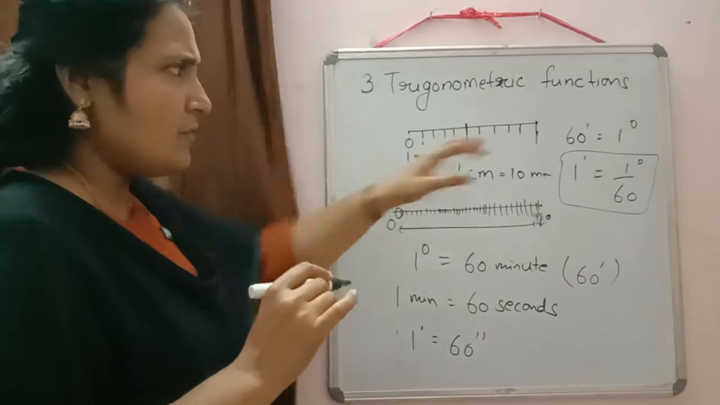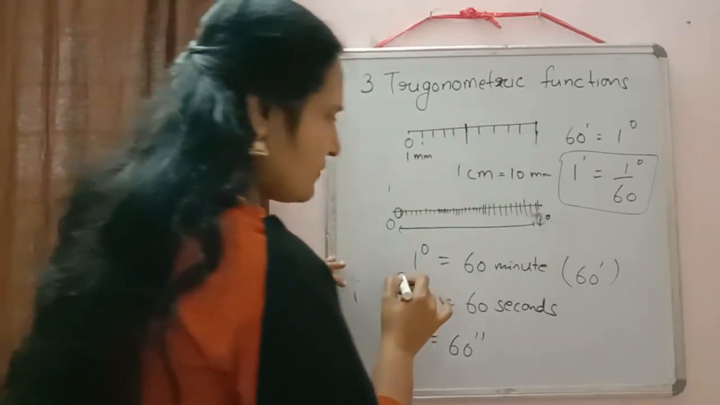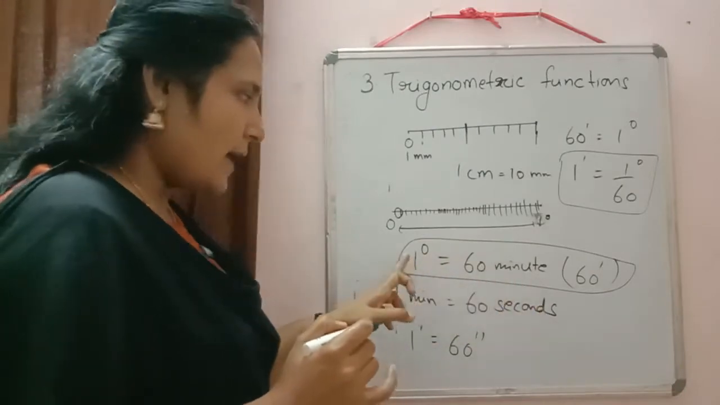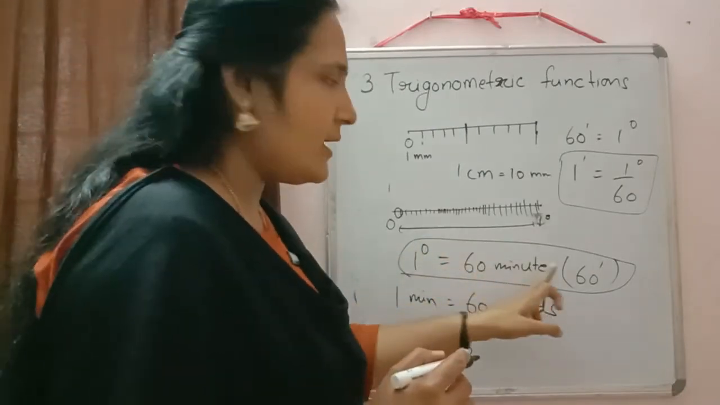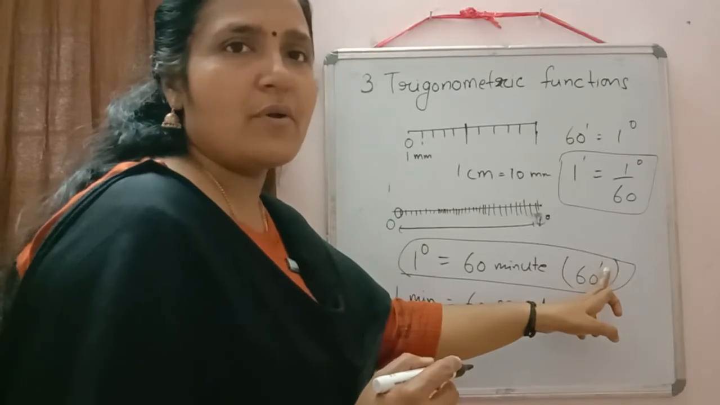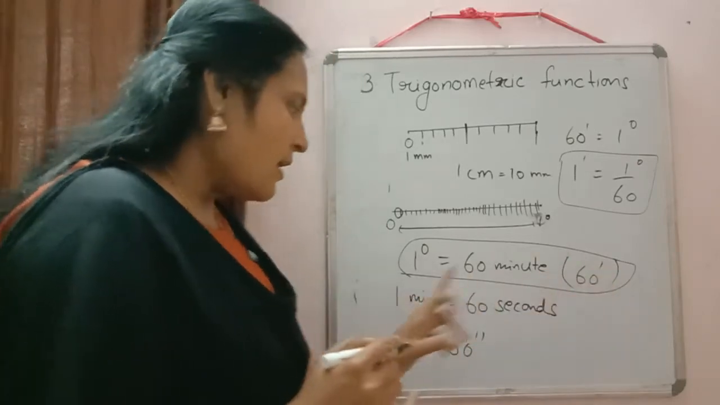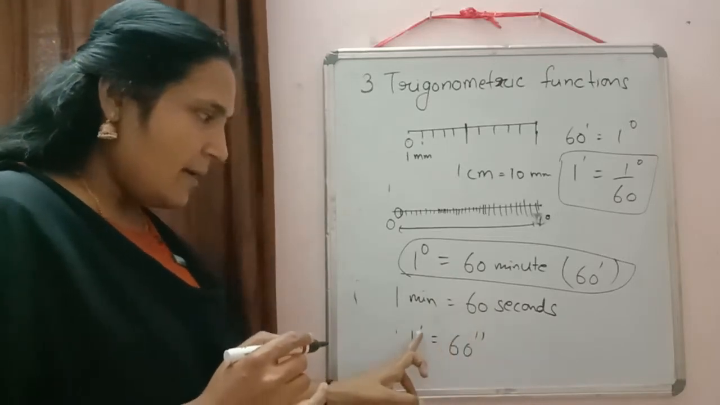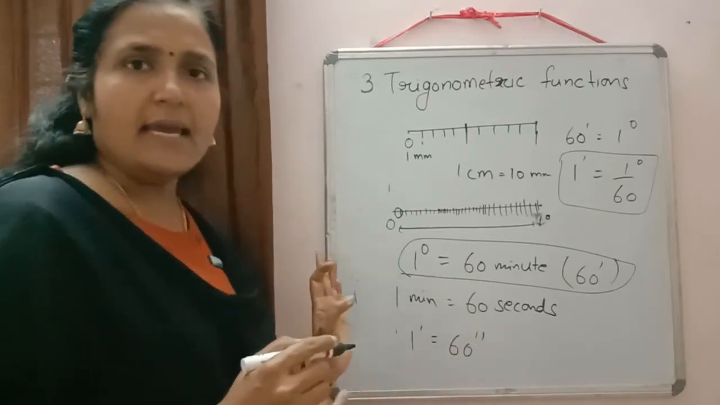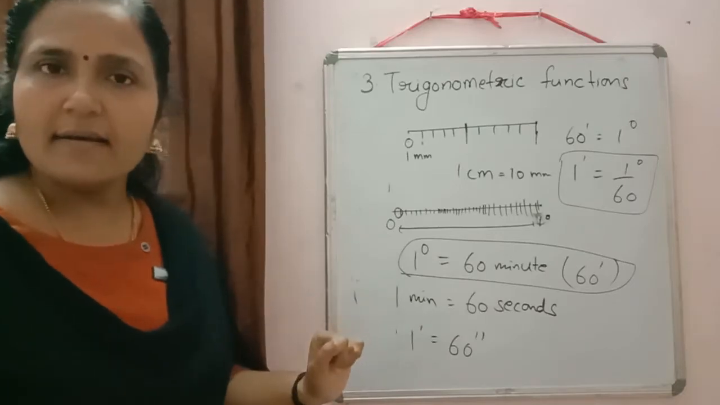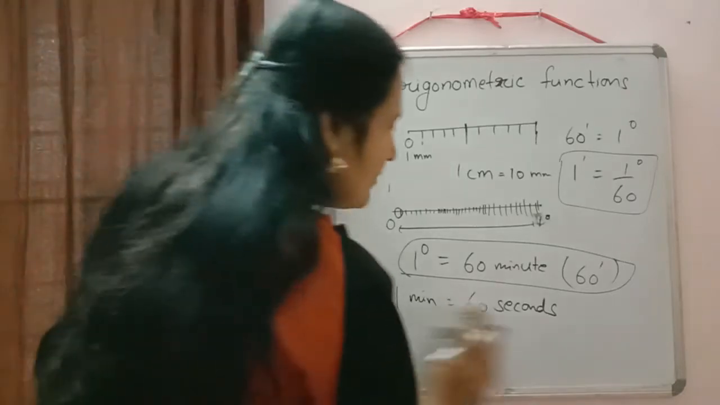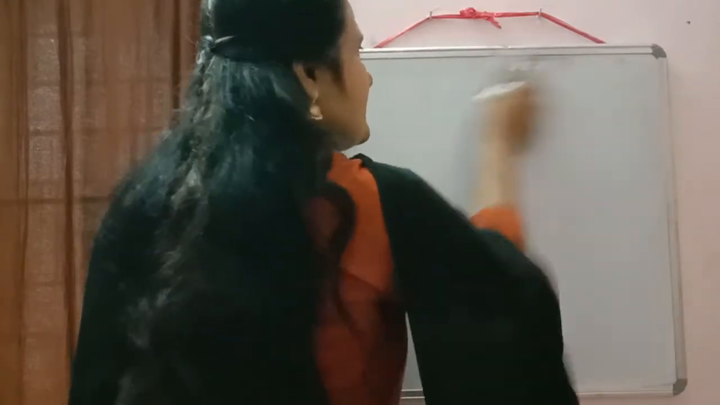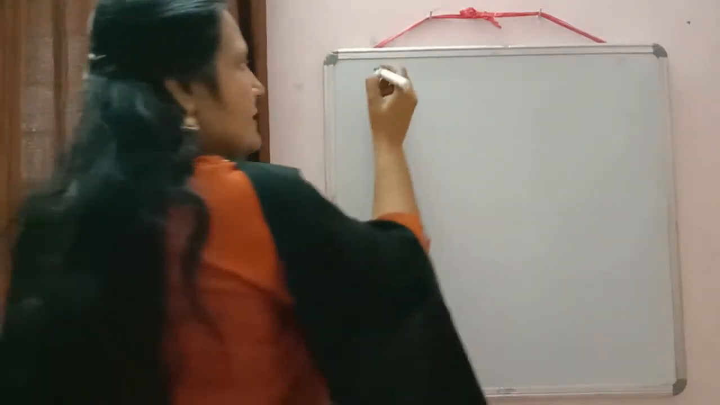So all of you, don't write all the things. You just write this one: 1 degree is equal to 60 minutes, and this is the symbol which we are going to use for minute. 1 minute is equal to 60 seconds. Written? Okay. Now we'll study the new system for measuring angles, that is the radian system.